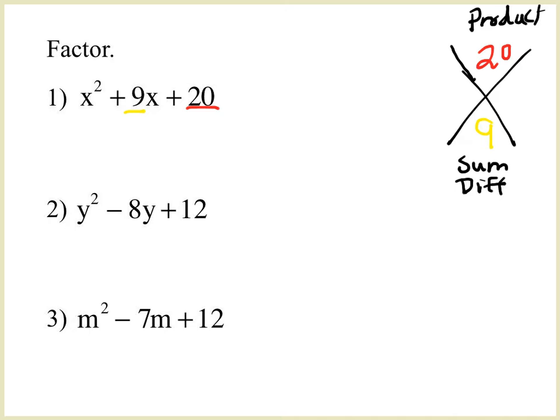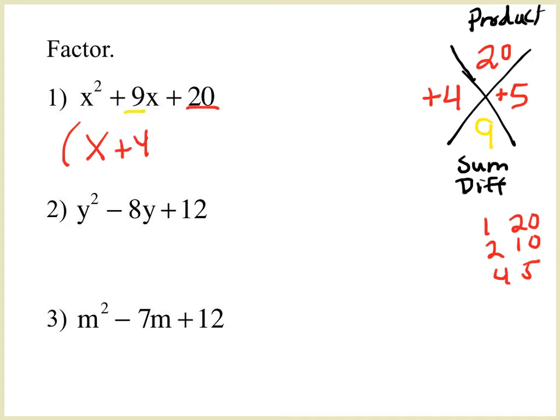If you need to, you can start listing the factors. 1 times 20 makes 20. 2 times 10 makes 20. Does that add to 9 to either of those factors? 3 does not go into 20. 4 times 5. As we know it, 4 times 5 both adds to 9 and multiplies to 20. Now remember, I need a positive 4 times a positive 5. So I'm ready to make my x plus 4 times the quantity of x plus 5.